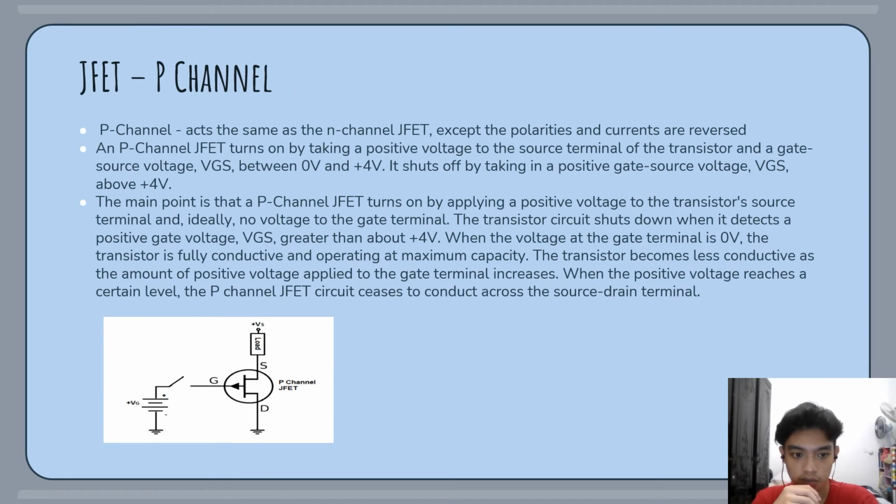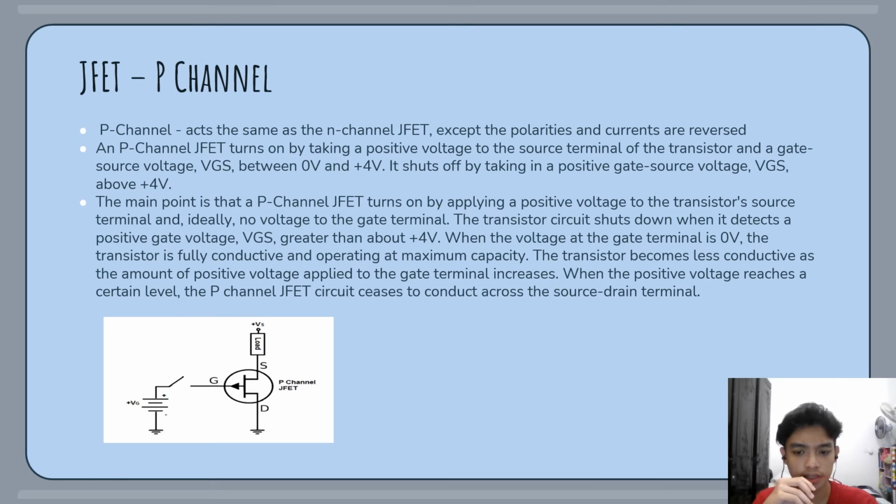JFET P-channel. P-channel acts the same as the N-channel JFET except the polarities and currents are reversed. A P-channel JFET turns on by taking a positive voltage to the source terminal of the transistor and a gate-source voltage VGS between 0 volts and 4 volts. It shuts off by taking a positive gate-source voltage VGS above 4 volts. The main point is that a P-channel JFET turns on by applying a positive voltage to the transistor source terminal and ideally no voltage to the gate terminal.